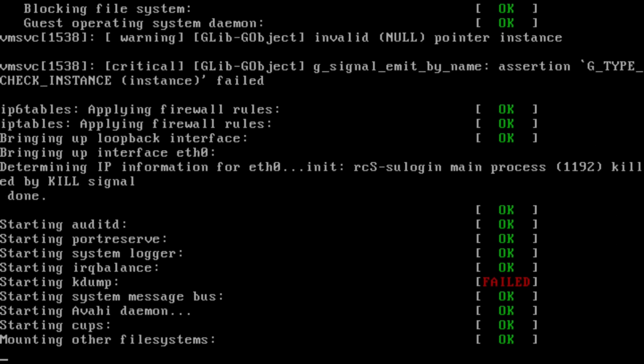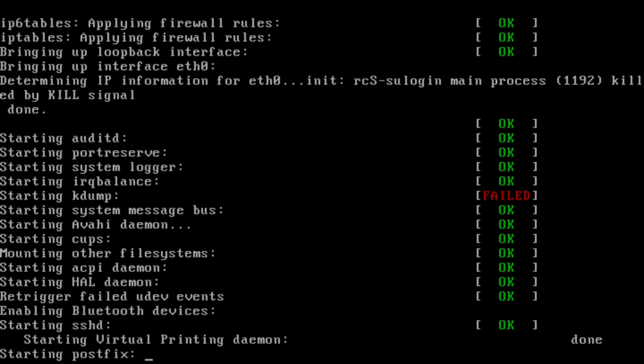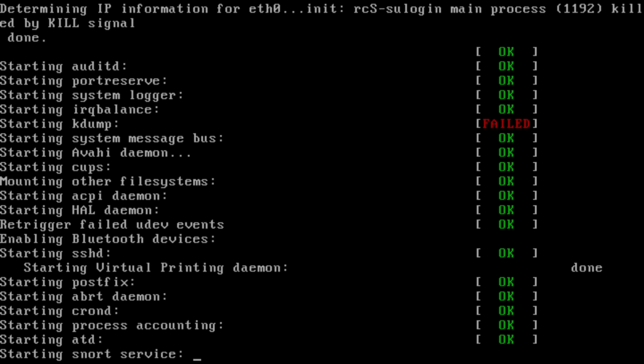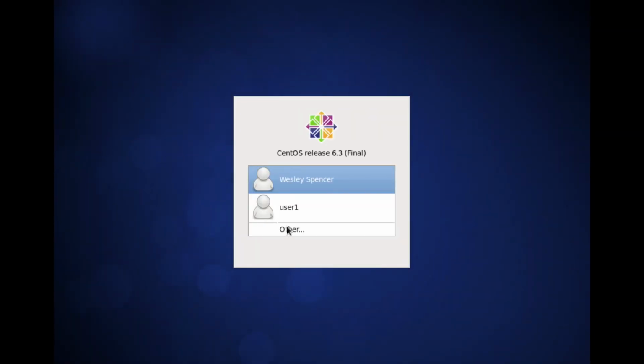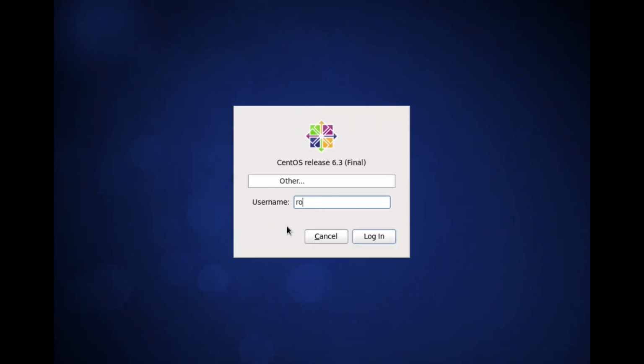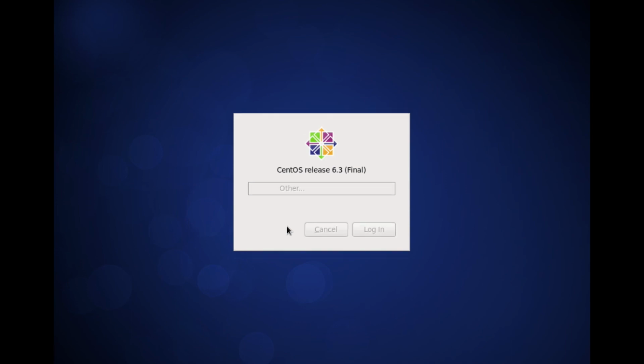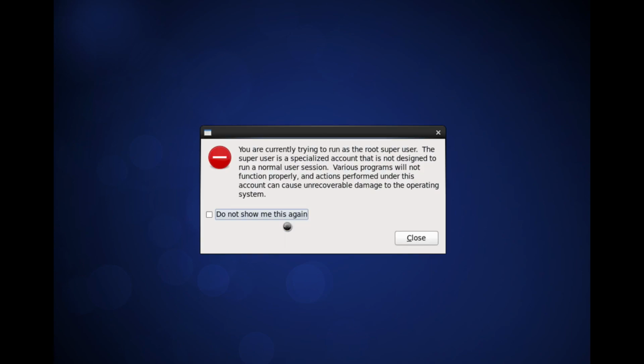And while it's loading, I'll go ahead and talk. And so while it switches up to run level 5, it gives me graphics. And now remember, I've changed root's password, right? So now what I can do is I can log in as root or any other user I changed the password for. So let's go in as root. And I'm going to go ahead and put in his password. And then it's giving me a warning about logging in as root. But anyways, now I'm root.